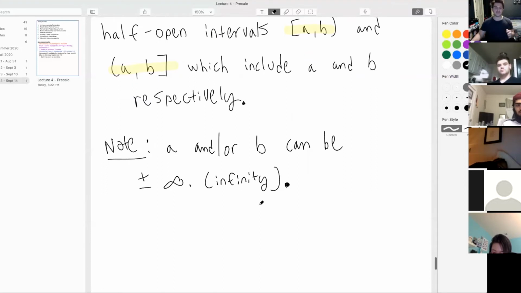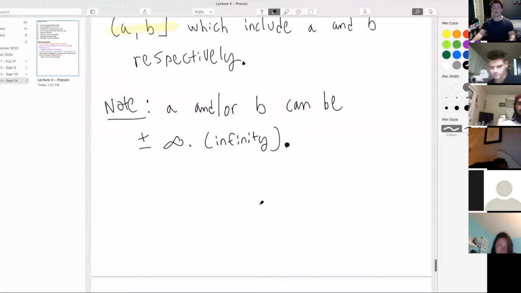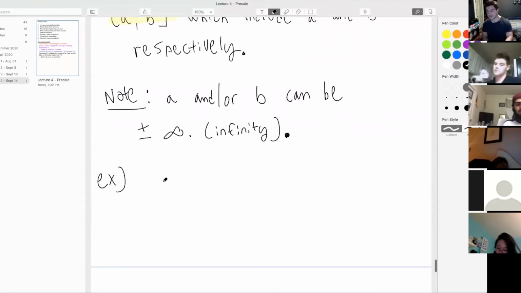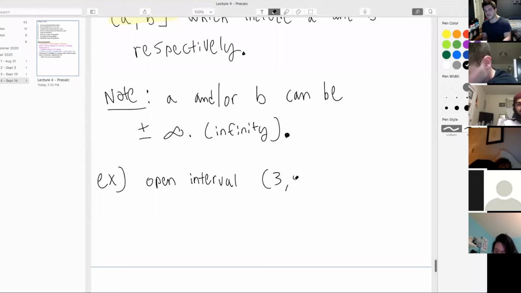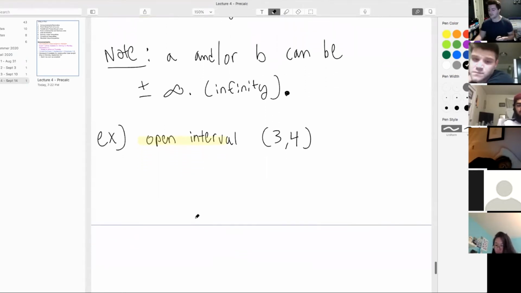Okay, so that's the setup. I know that's a lot of writing. But now we can look at some examples. So how about this guy? The open interval, parenthesis 3 comma 4 parenthesis. I know this looks very similar to the coordinate pair 3, 4, but since I have the words open interval before it, by context, it should be clear that I'm not talking about the XY coordinate pair.